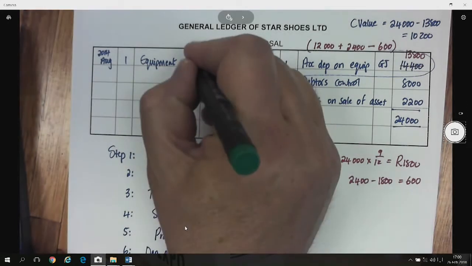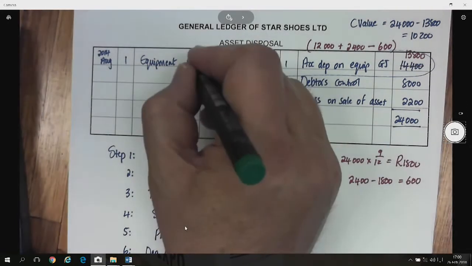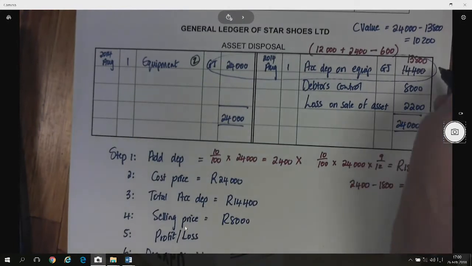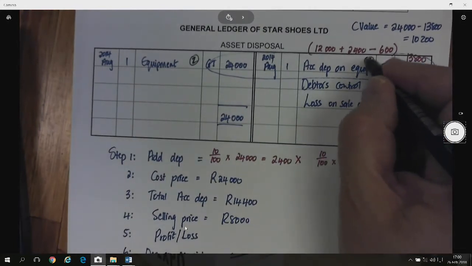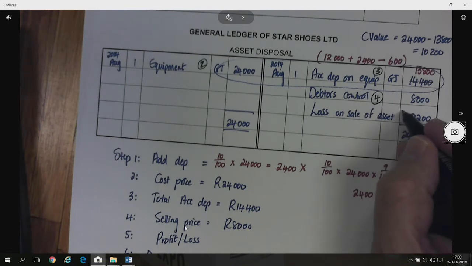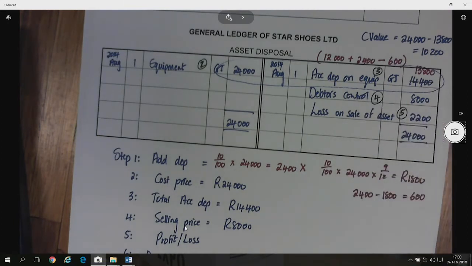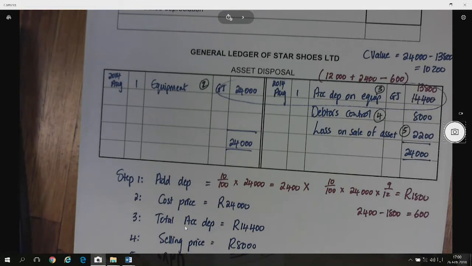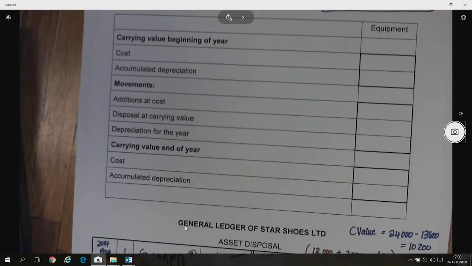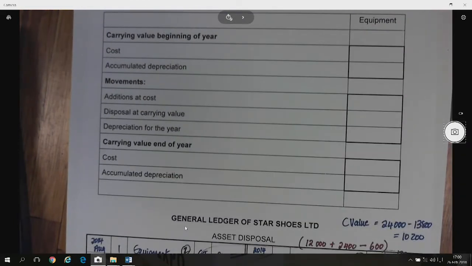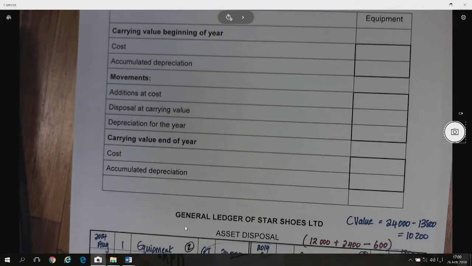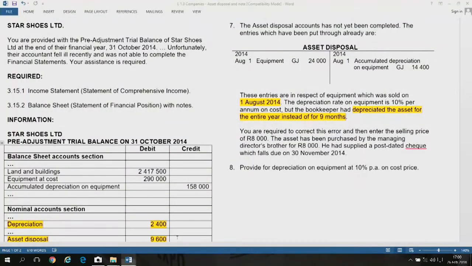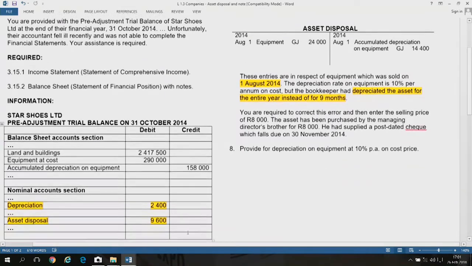So this is step 2. This is step 3. This is step 4. And this is step 5. Make sure you understand the steps. The problem is not the asset disposal account. The problem is the note. Because where must we start? Okay. If you look at the information, the information given for equipment was 290,000 and for accumulated depreciation was 158,000.